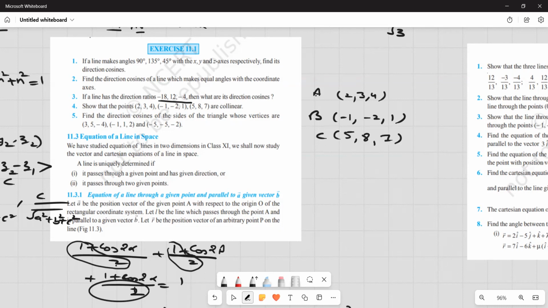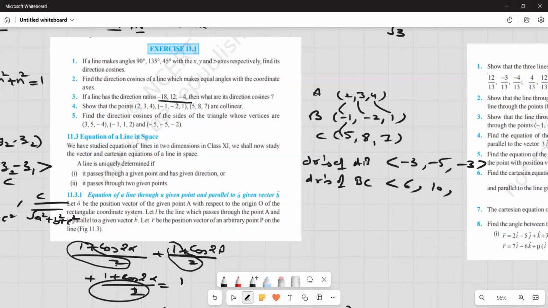Right? Then DRs of AB by x2 minus x1. So -3, -5, -3. See, this minus this, this minus this, this minus this. So -2 minus 3 will be -5. 1 minus 4 will be -3. DRs of BC. So that will be 5 minus minus 1, which is plus 6, 8 minus minus 2, which is plus 10, and 7 minus 1 is 6.